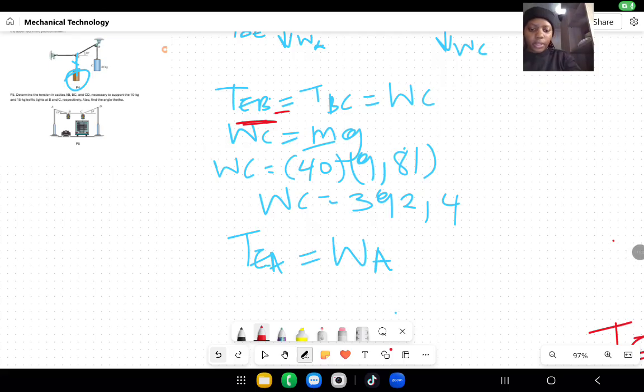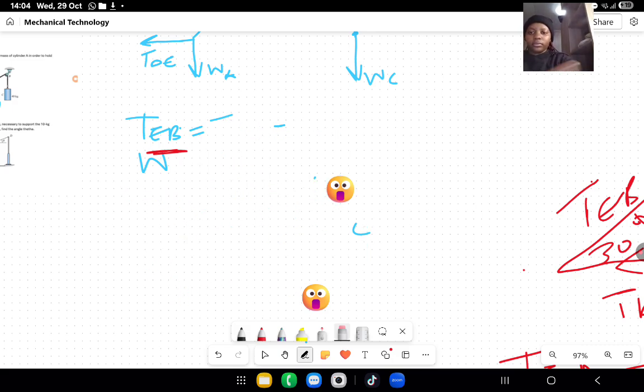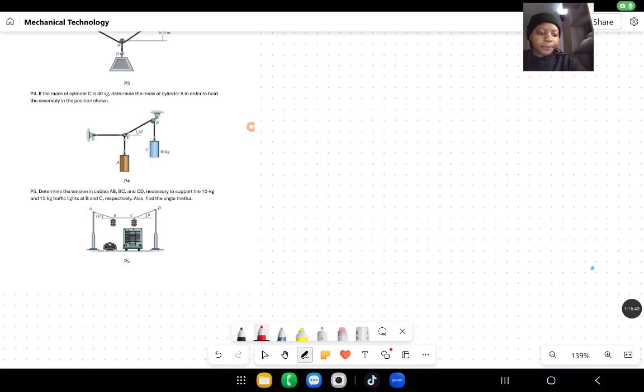So now let's do our number 5. Let's erase this and start with number 5. For number 5, they say determine the tension in cables AB, BC, and CD necessary to support the 10 kg and the 15 kg traffic light at B and C respectively. Also find the angle theta.